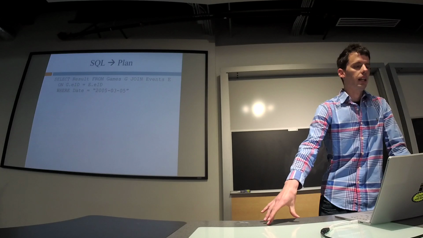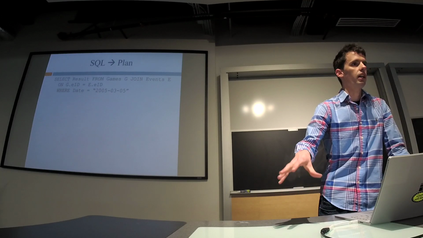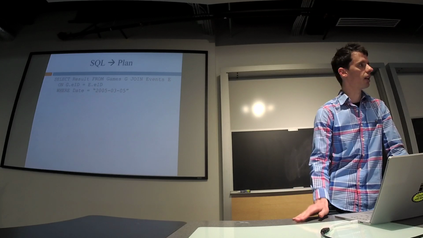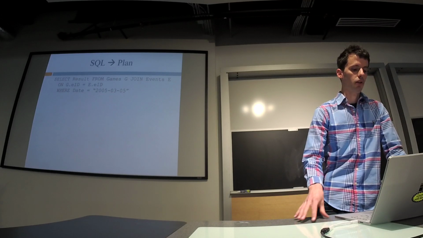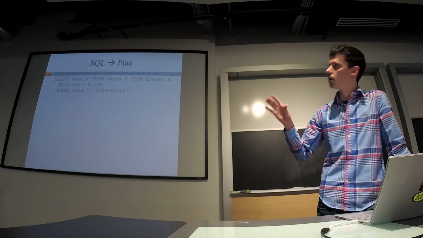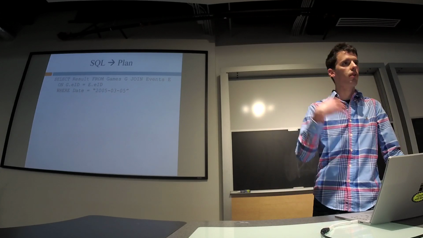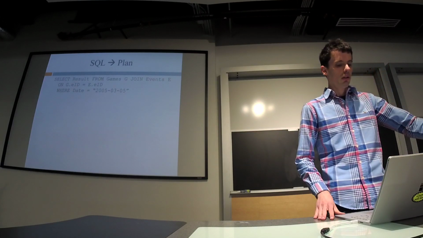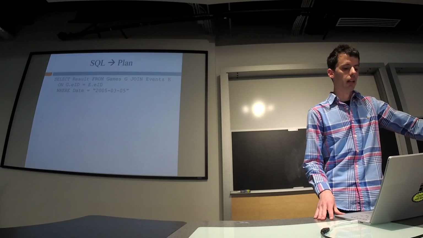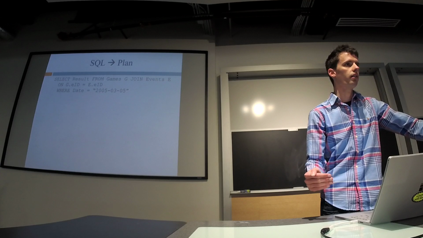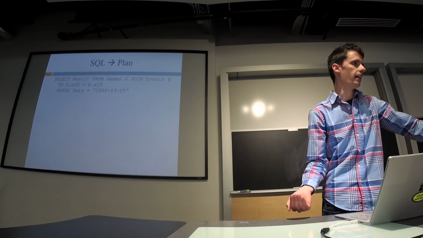On G.eid equals E.eid. So that's basically a natural join. It's just joining on the column they have in common. And then I'm using this where date is exactly equal to March 5th, 2005. Okay, so basically I want to know who won. Was it white or black that won for any of the games that were played on that date?